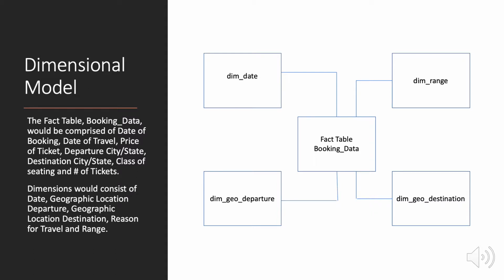The dimensional model that I've come up with is based on the fact table centered in the middle and takes into account all of the items listed on the left-hand pane, with the dimensions being made up of dimension by date, dimension by range, dimension by geographical destination, and dimension by geographical departure.